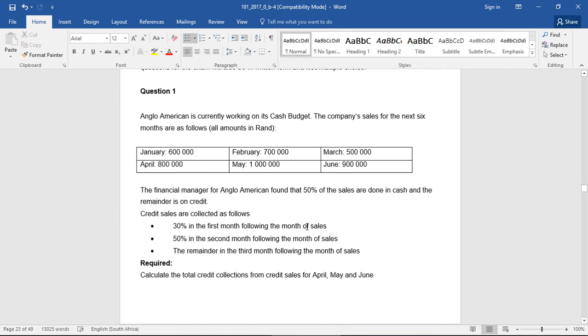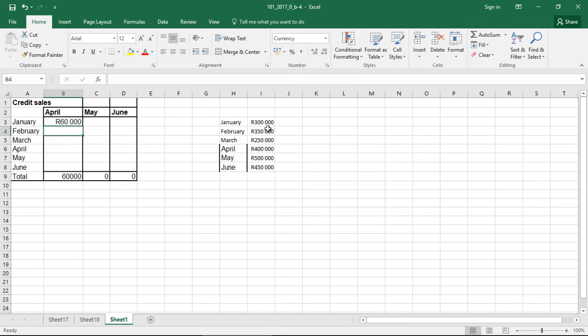50% in the first month following the month of sale, which will be collected in March, and then 50% will be in the second month following the month of sale, which is April. So that means from this amount, 50% will be collected in April. So that's why we have February there, and we know the collections are for April. So we put the 50% there.